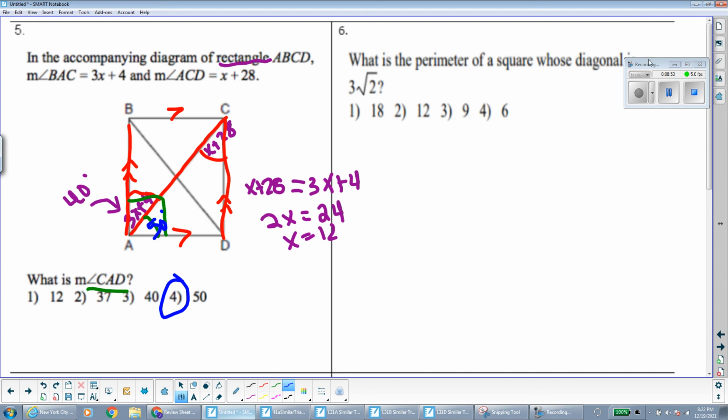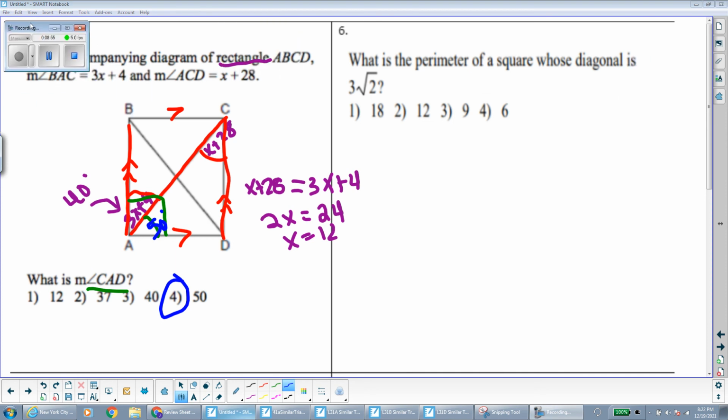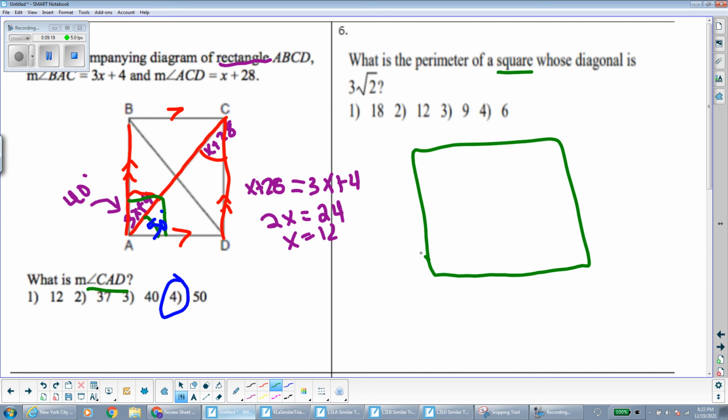Okay, number 6. Number 6 probably should not have really made its way onto the review sheet, because right now we don't have the tools to actually complete it, unless we use the answer choices and plug in to figure out what the correct answer choice is. So let me draw a picture of a square and I will walk you through it on the video.